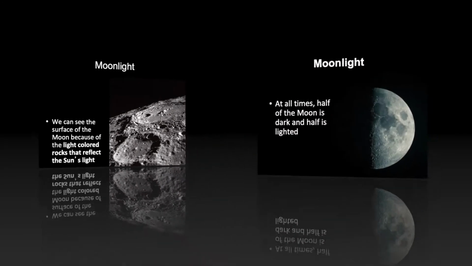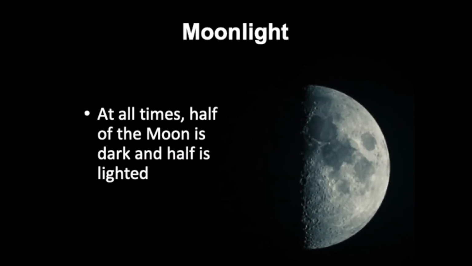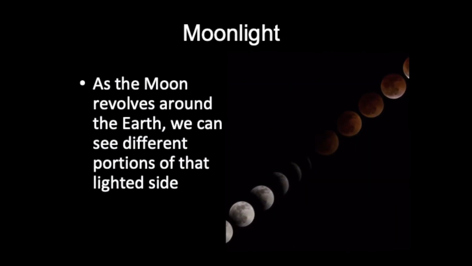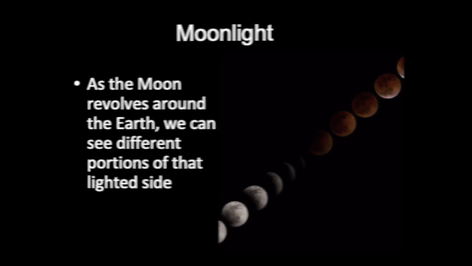sun. Keep in mind that at all times, half of the moon is always lit up because the moon is round. So if we see half of the face of the moon, half of the other side is lit up as well. As the moon revolves around the earth, we can see different portions of the lighted side. And of course, this is what we call phases.